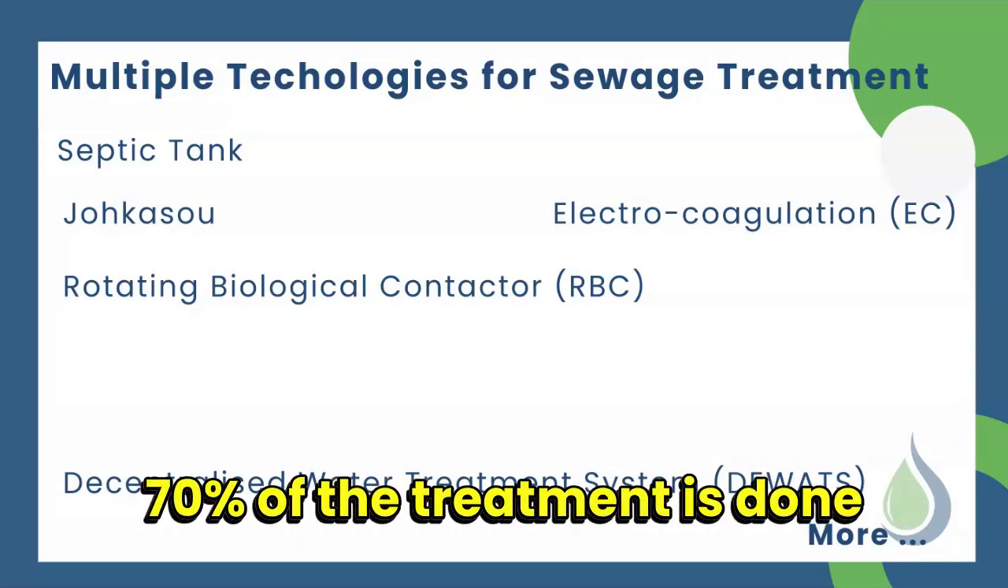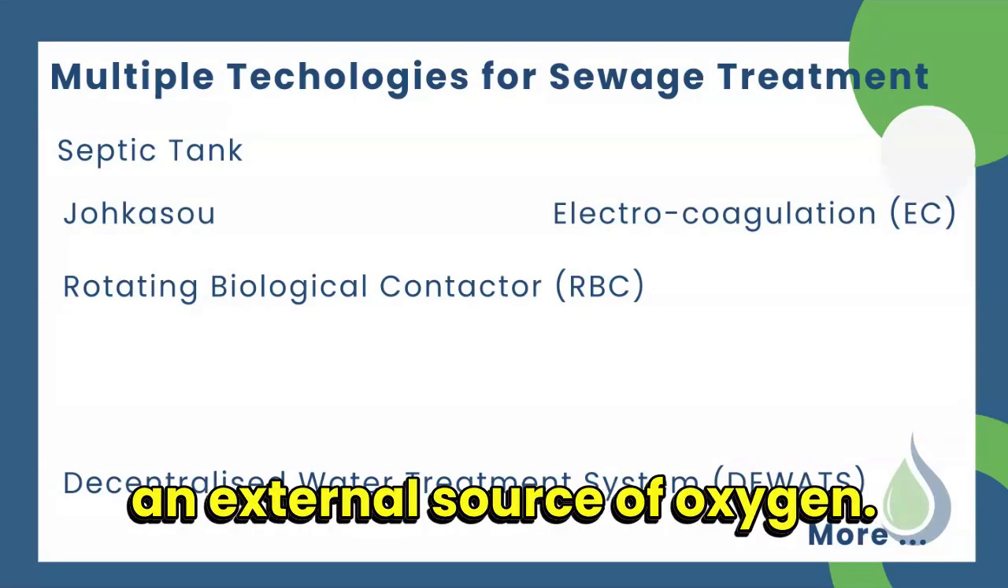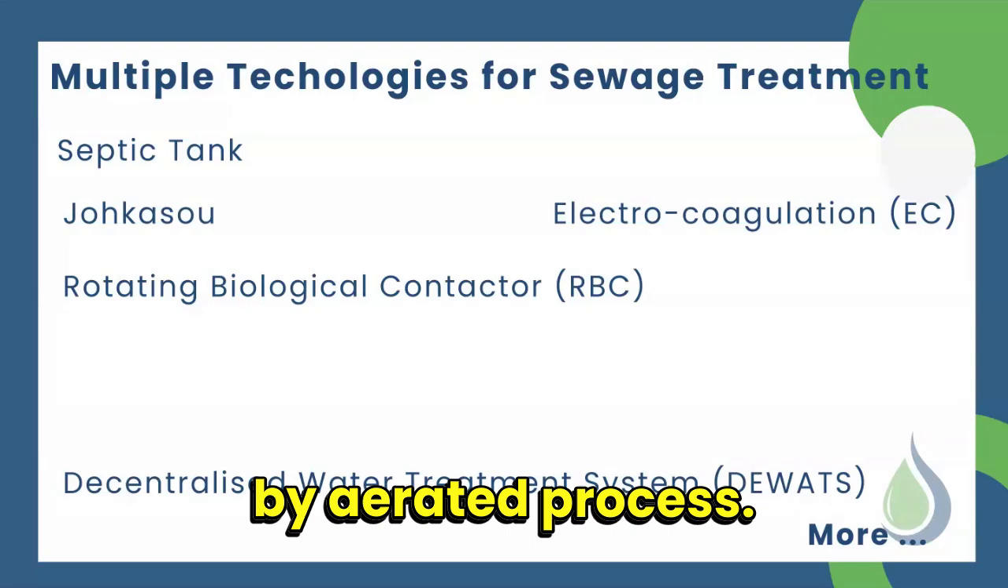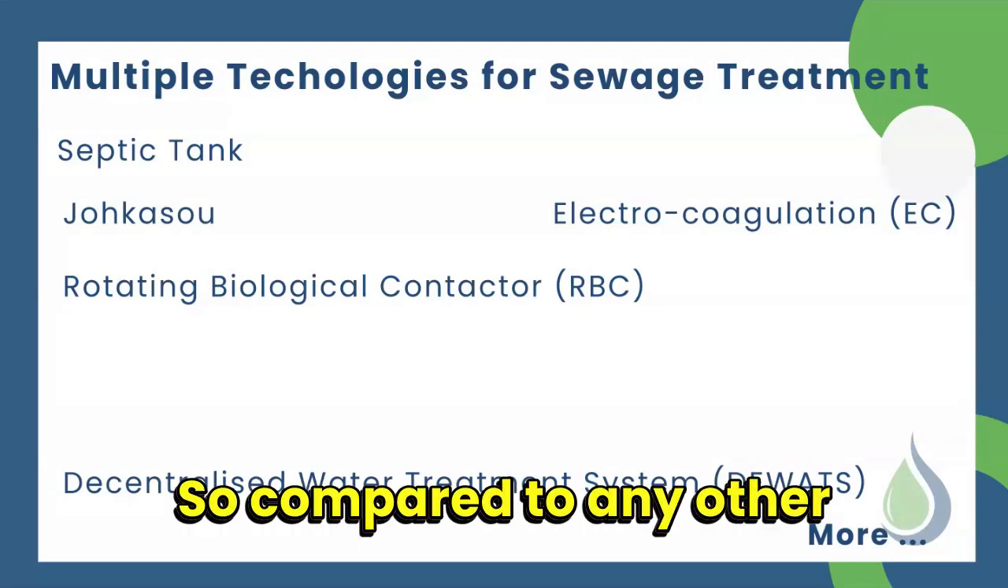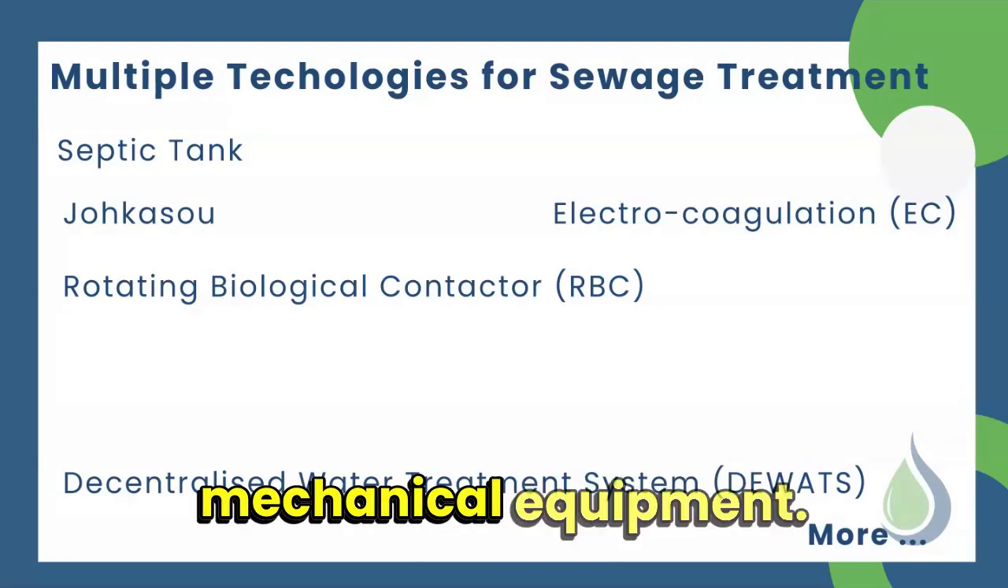70% of the treatment is done in anaerobic process. That means without requiring an external source of oxygen. Remaining 20 to 30% of treatment is done by aerated process. So compared to any other process, this process consumes less power. It has less mechanical equipment.